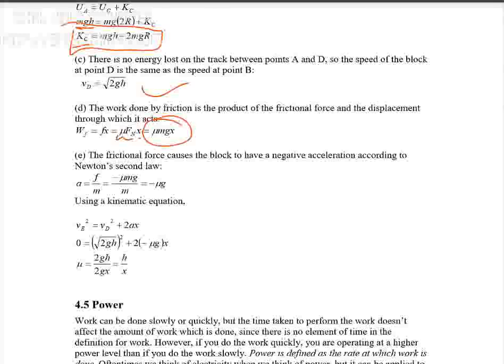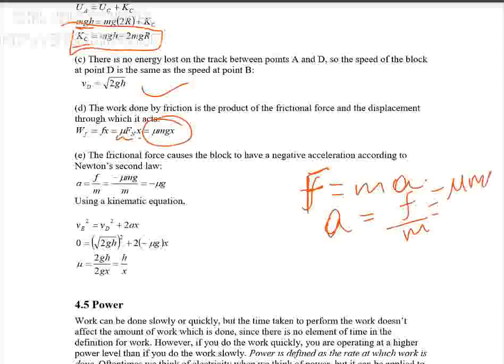And frictional force is equivalent to mass times what? F net, or F is equal to mass times acceleration. From this, acceleration a is equivalent to frictional force over mass. And the frictional force is minus mu m times g, over m. m is cancelled by m. Finally, you can get minus mu times g. And this minus sign indicates frictional force is always opposite to the motion of the object.